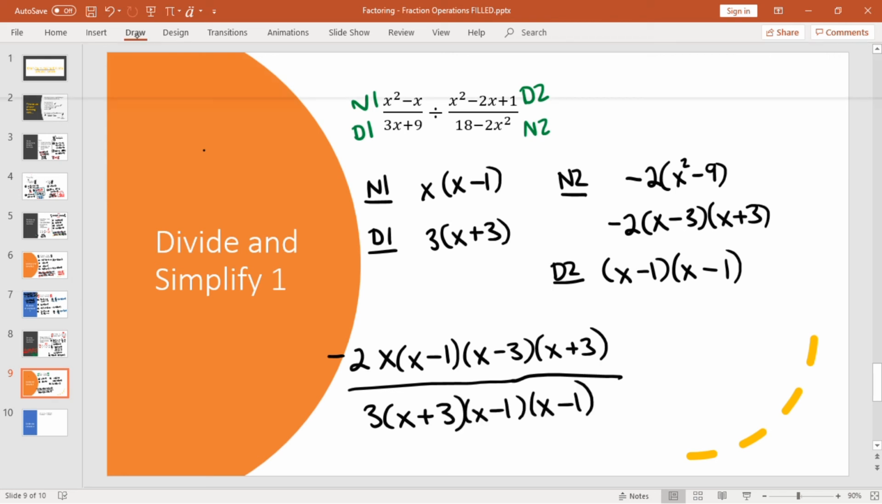Getting out your canceling pen. I can cancel here, and I can cancel here. And I can't do much with that x, and I can't do much with those numbers, so I'm going to say the final answer is negative 2x onto x minus 3, and then 3 onto x minus 1.